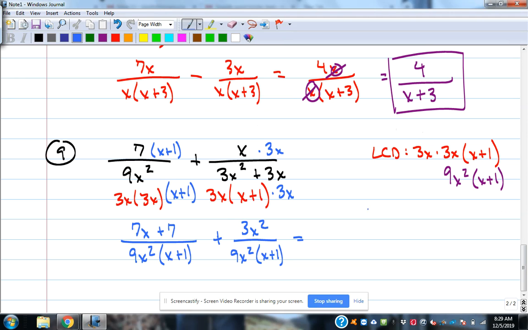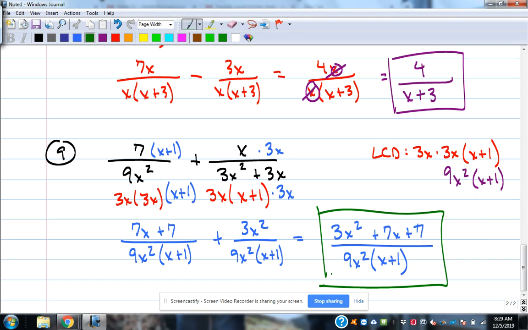Combine like terms if there are any. If not, put it in descending order. I need to try to simplify that if at all possible. So anything multiplied to be 21 and add to be 7? No, so it won't factor. That means it's done. Always going to try to simplify. Sometimes they don't. Sometimes they do.